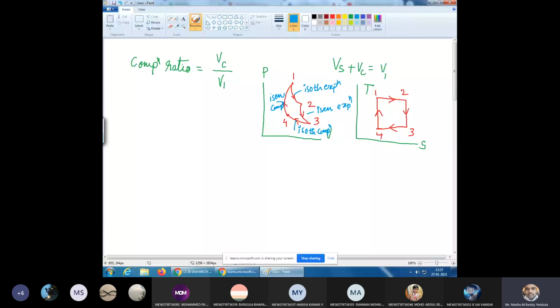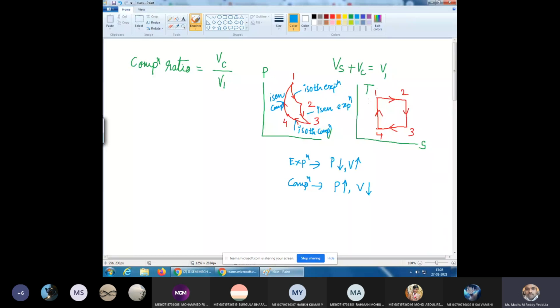During the expansion process, if you see 1 to 2, pressure is decreased, volume is increased. Even from 2 to 3 also, pressure is further decreased and volume is further increased. So during the expansion process, pressure drops and volume increases. And during the compression process, pressure increases, volume decreases.